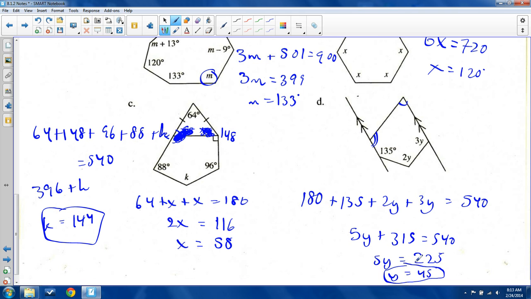Okay, I should stop putting degrees because I don't know if it's technically degrees or not. But y is 45 there for that reason. Same side interior angles add up to 180. So this plus this is 180, plus this, plus this, plus this. Total equals 540 because it's a pentagon.